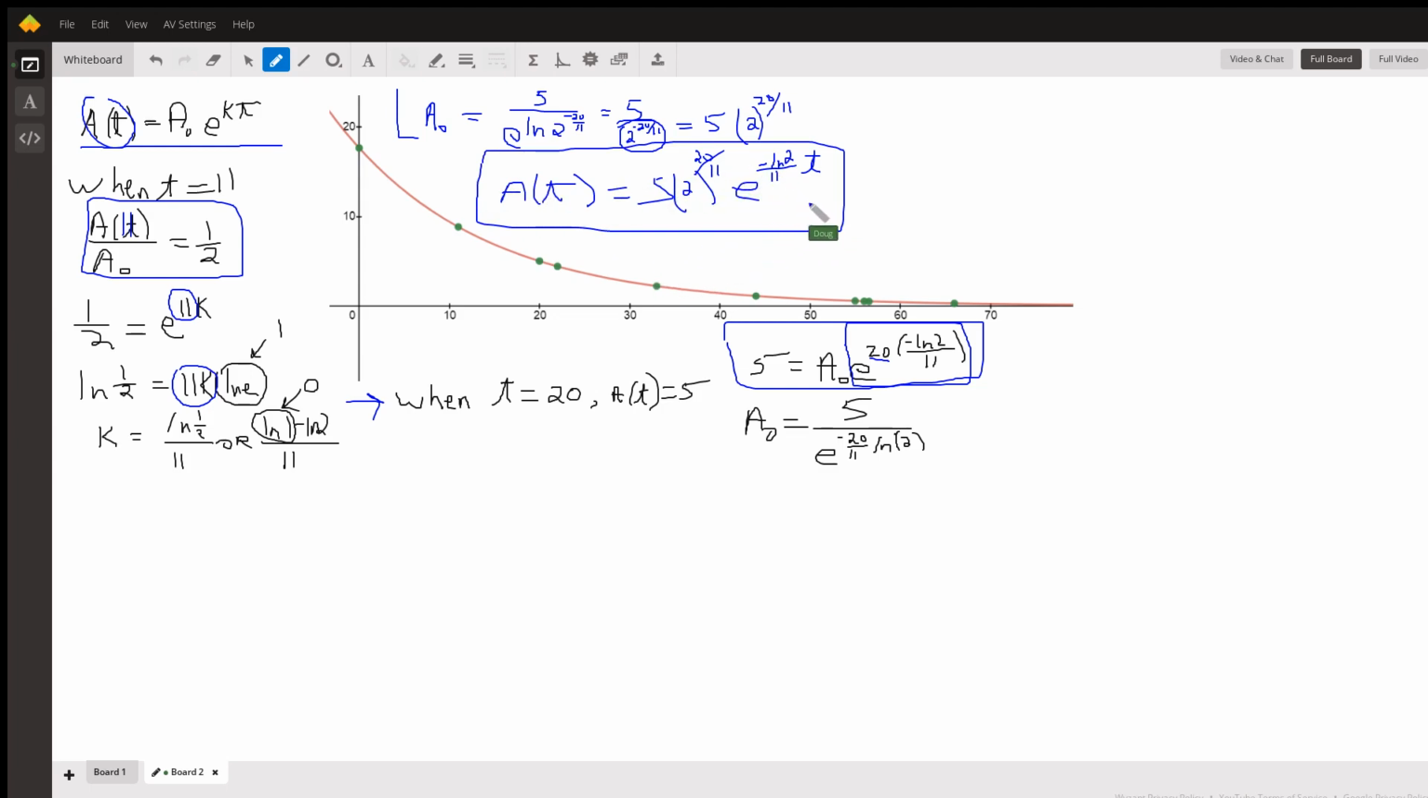And we're asked in part B, when does a of t equal 0.5? So I'm going to put a 0.5 here and realize that if I divide both sides by a sub 0, I'm just going to write a sub 0 here, I'll get that equals e to the minus ln of 2 divided by 11 t.